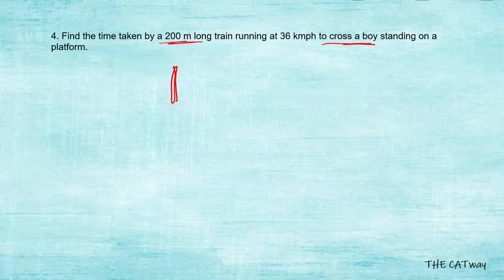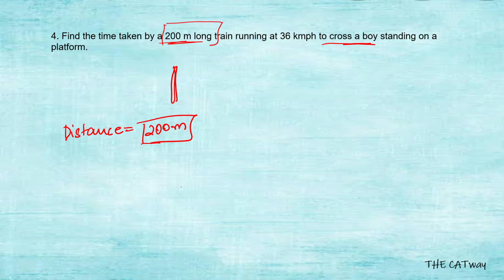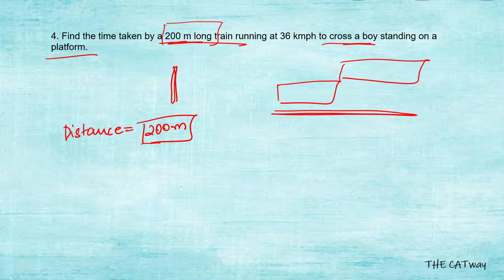Okay, so this is the basics of questions based on train. So what will be the distance? The distance here will be 200 meters, because the boy is a stationary and negligible object in front of a train. That's why we will not consider his total distance. We will only consider the distance of the train. If in this case it would have been a train and a platform, then we would have considered the total distance of both of them. But in this case, there is only a boy standing and the train has to cross this boy. So we will only consider the total length of the train as the distance. So now we have a distance of 200 meters.